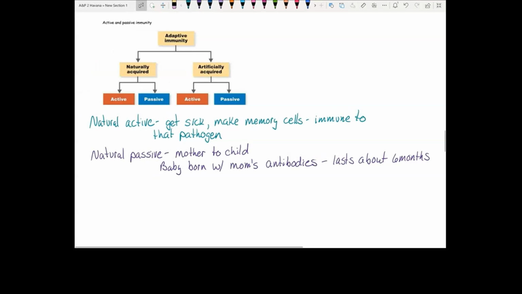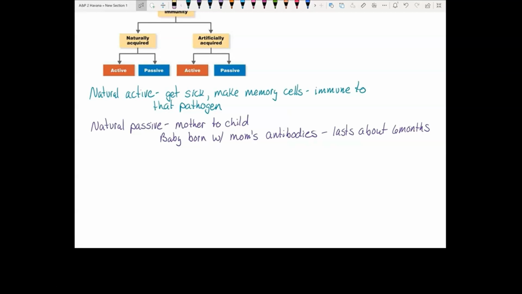Now, if the mother breastfeeds, then that lasts longer because there are also antibodies in breast milk. So as long as a baby is being breastfed, that baby will have natural passive immunity.